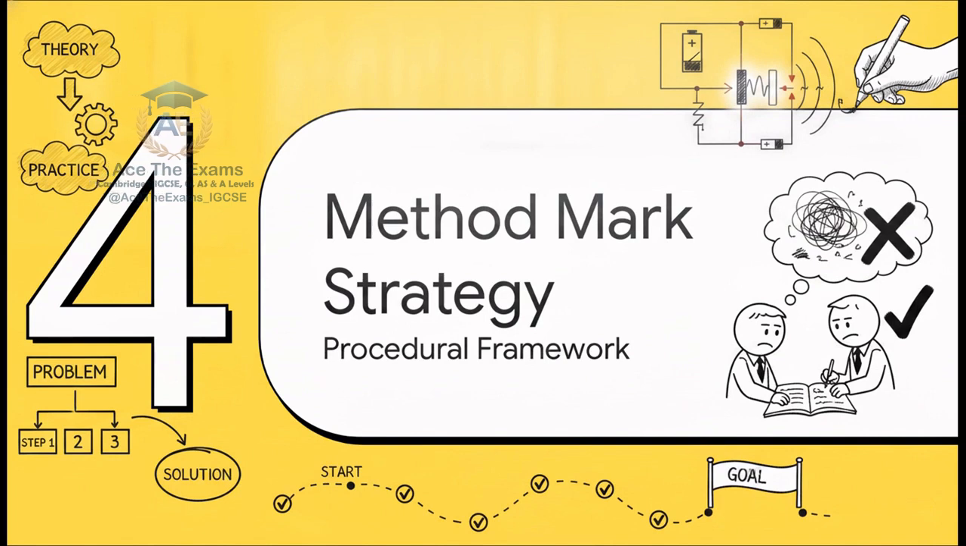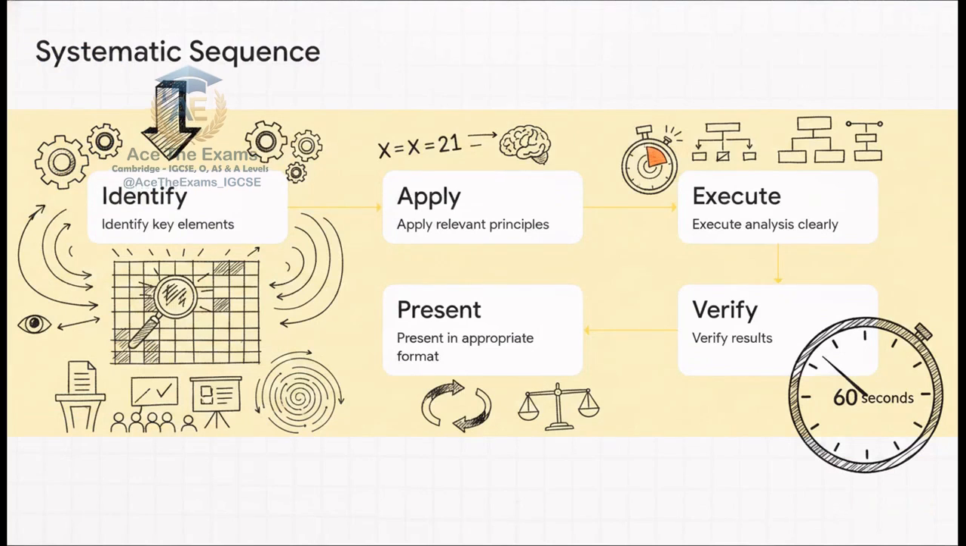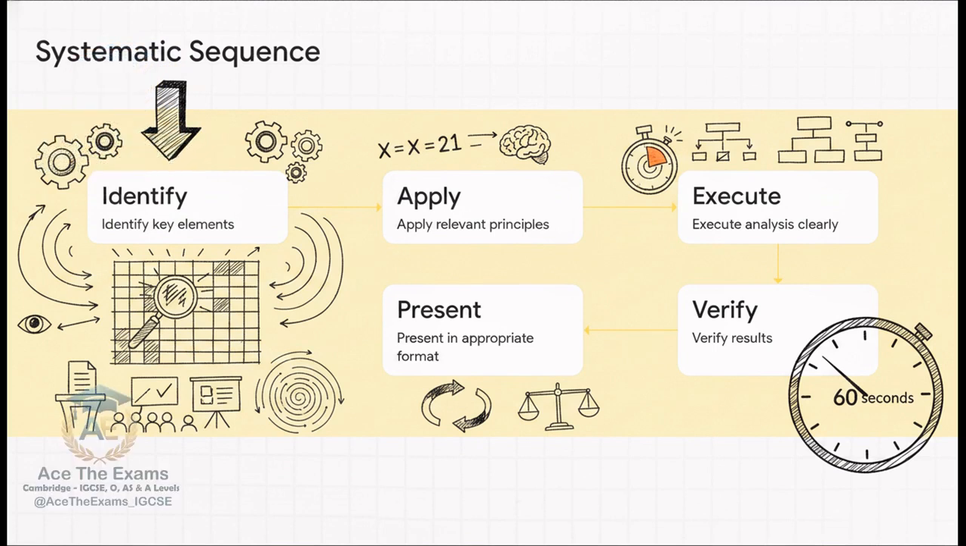Welcome to Section 4, the Method Mark Strategy, Procedural Framework. We are moving from theory into heavy practice now in our interactive workshop. This is where vital points are awarded purely for your procedural process. Look at the 5-step sequence on the screen. This standardized sequence is your guaranteed blueprint for systematically processing complex, multi-stage physics problems.